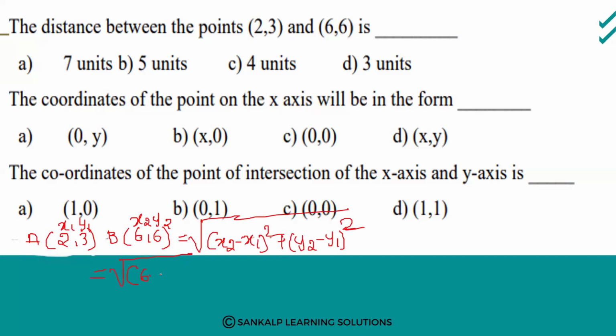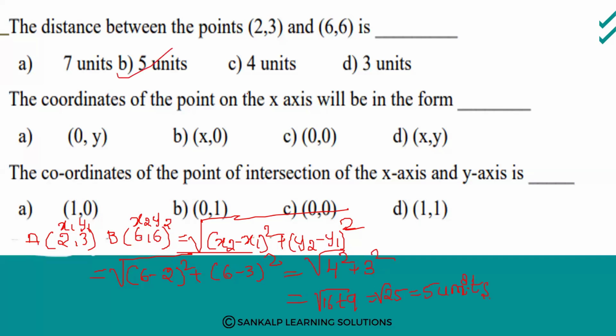x2 is 6 minus 2 whole square plus y2 is 6 minus 3 whole square, right? 6 minus 2 is 4 square. 6 minus 3 is 3 square. That is 4 square is 16. 16 plus 9. 3 square is 9. 16 plus 9 is 25. So if you take 25 out of the root, you will get 5 units. So 5 units is right answer.